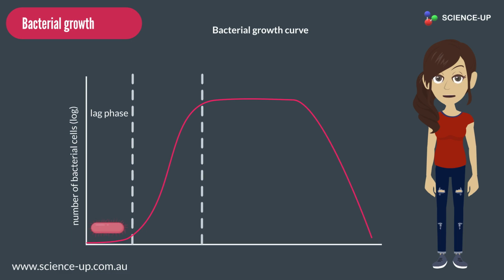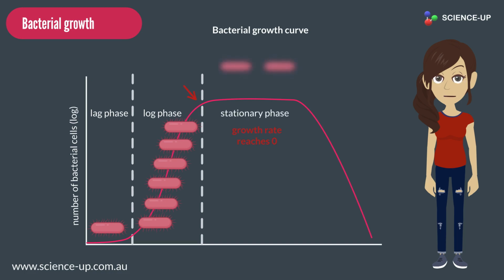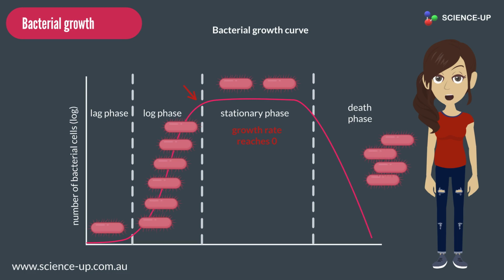After their adaptation to the environment, they enter the log phase, where they start to divide and the population grows exponentially. The culture reaches its maximum growth rate. However, as the bacterial population grows, the availability of nutrients may become limited and the number of cells dividing is equal to the number of cells that have died due to nutrient depletion. The growth rate reaches zero. Finally, if the nutrient supply continues to decrease or toxic waste products accumulate, the bacteria are not able to divide and the number of dead cells increases, leading to a decline in the population.